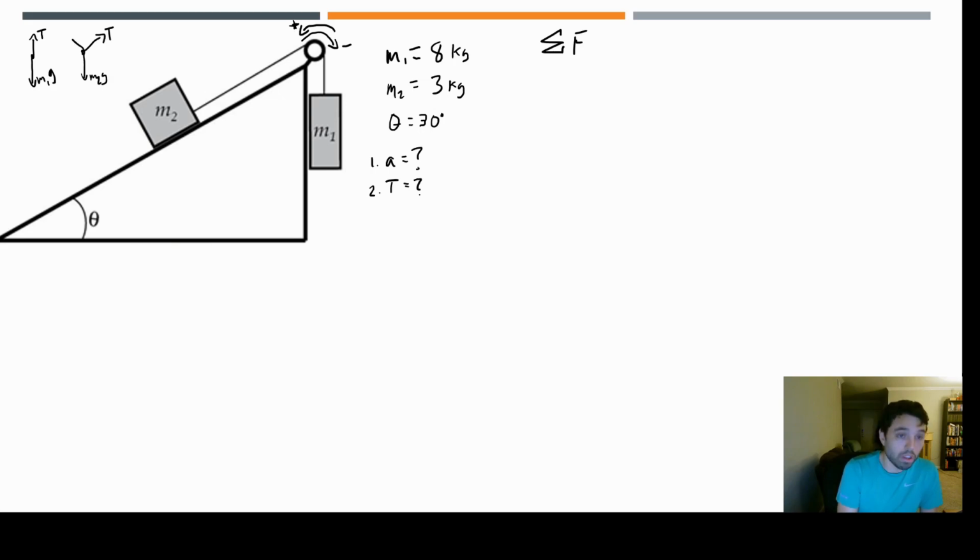If I could draw straight lines, always my biggest hurdle in life. A normal force up that way. Okay, that should be pretty much it. We're gonna have components of the weight force. Let's go ahead and just draw them on here while we're thinking about it.